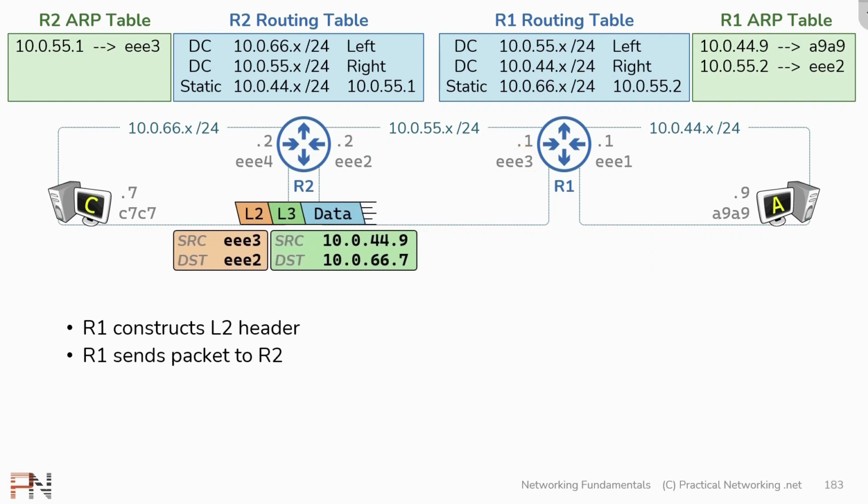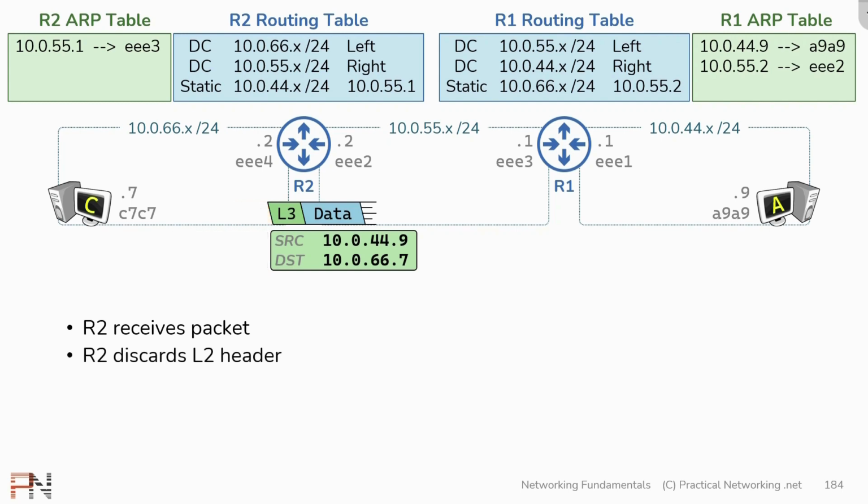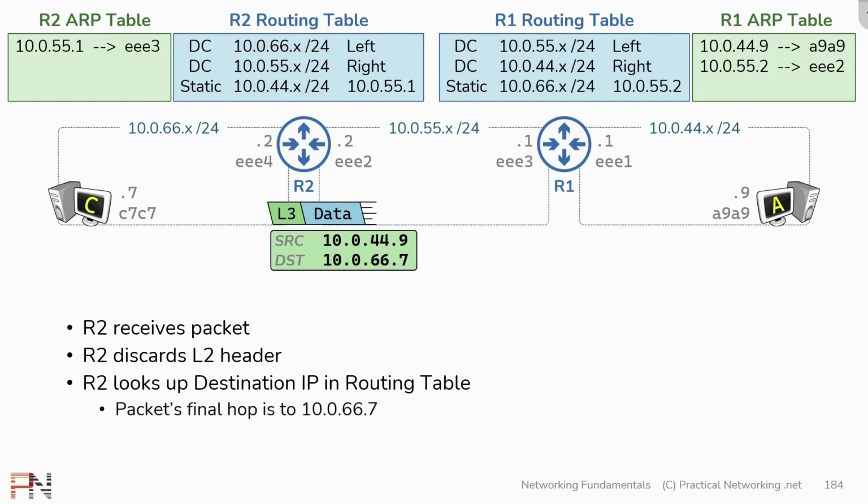Once it gets there, router 2 is going to receive the packet and discard the layer 2 header. Again, that header only existed to go from here to here. Then, router 2 will look at the destination IP address in the routing table to try and determine what to do with that packet next. It'll find a match right here, indicating that this packet needs to be delivered out the left interface.